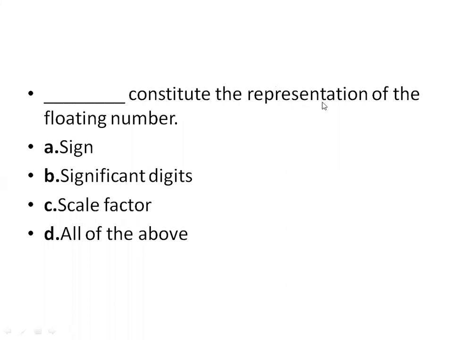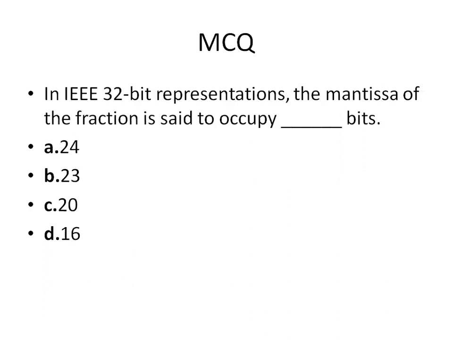Which of these constitute the representation of floating point numbers? Option A is sign. Option B is significant digits. Option C is scale factor. As we all know, these three are very essential for representing the floating point number. Therefore, option D, all of the above.